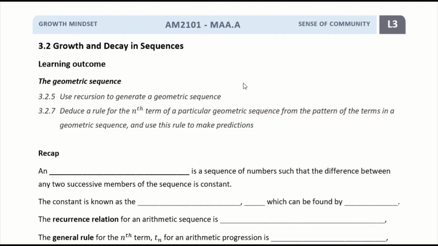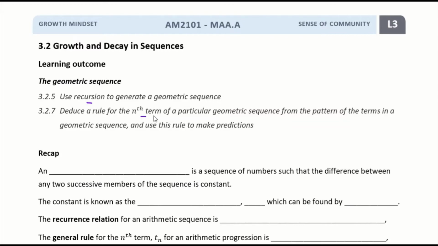So for today's objective, it will be on the geometric sequence. Similar to the arithmetic sequence, you are going to look at what is meant by a geometric sequence, how you use recursion to generate a geometric sequence, and also how to write the rule for the nth term if you want to jump over the sequence.